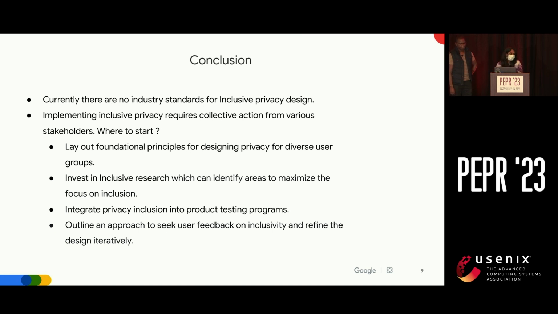But a good place for organizations to really start would be investing in user research, like inclusive research, encouraging diversity within your internal teams first, so that you can foster that kind of innovation, and integrating inclusion into your product testing programs. So with that, I think we're out of time. So I will pause and we can take questions.